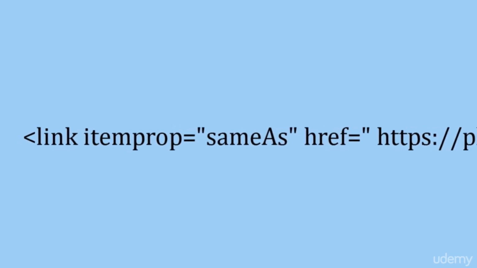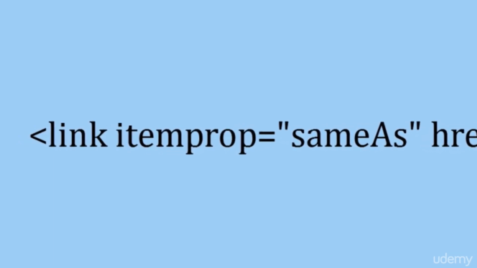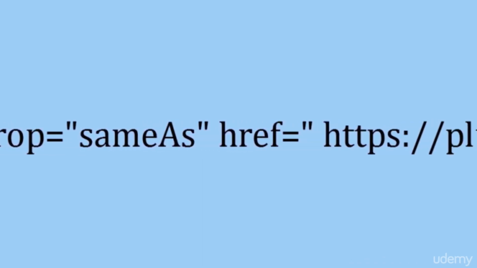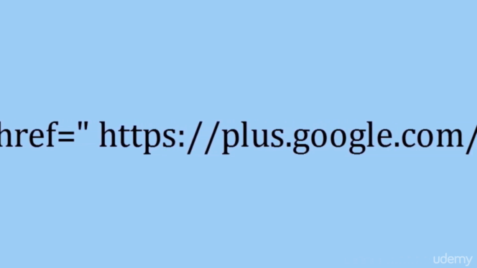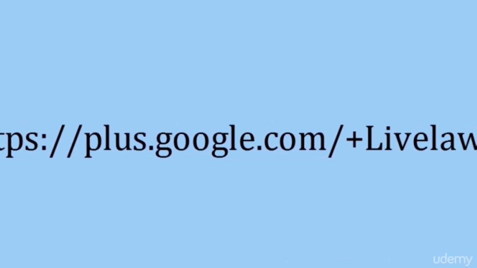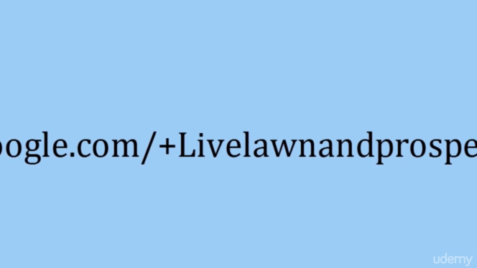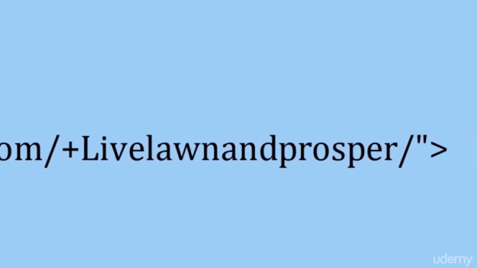So this is how this would look. I would include a link and an item property, same as, and I would include a link, for instance, to this Google Plus page. And this is going to better tie the website together with this particular citation source. So that's a great thing to take advantage of.